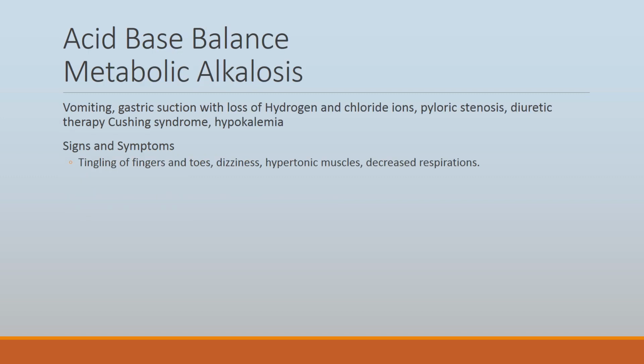Before I forget, vomiting, gastric suction, and pyloric stenosis. Pyloric stenosis is where there is a narrowing of the pyloric sphincter, and it makes it harder. Usually the patients have frequent emesis, and they lose a lot of electrolytes. With pyloric stenosis, usually they'll need corrective surgery. Before they're diagnosed, their ABG will come back with metabolic alkalosis.